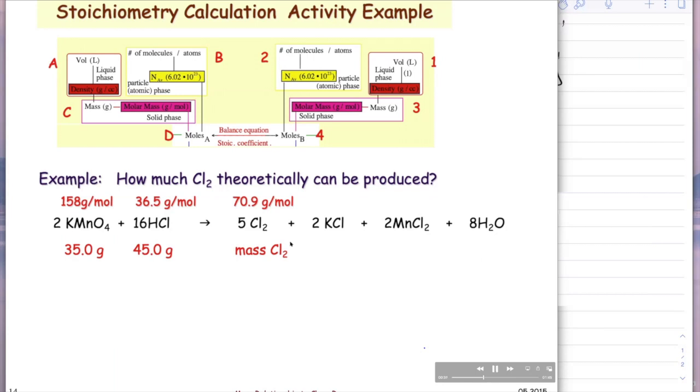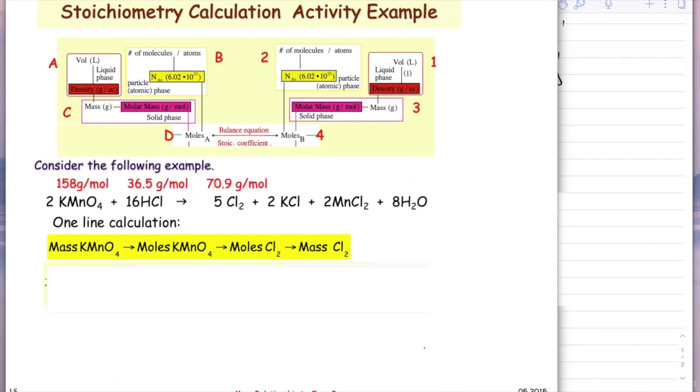So the next thing I do is I break this problem into two. I work first with potassium permanganate, okay, and I figure out how much chlorine is produced. So I do that based on the stoichiometry map. I know I've got mass of potassium permanganate, so I'm going to start here, and I'm going to label that C.